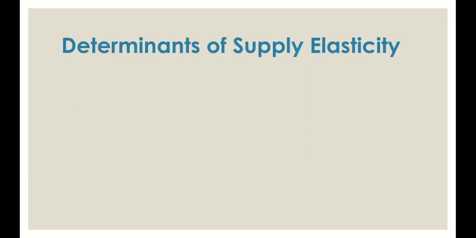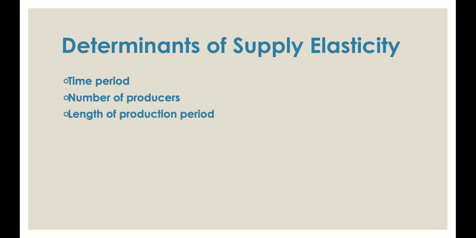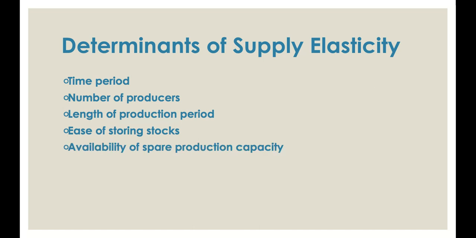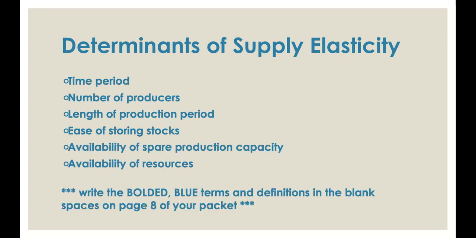All right, so just as demand elasticity has determinants, things that make demand more or less elastic, so too are there determinants of supply elasticity. Go ahead and write this on the left, and then let's write those determinants on the right-hand side of your paper. Time period is one, number of producers, length of production period, ease of storing stocks, availability of spare production capacity, and availability of resources. Again, make sure you write these down.